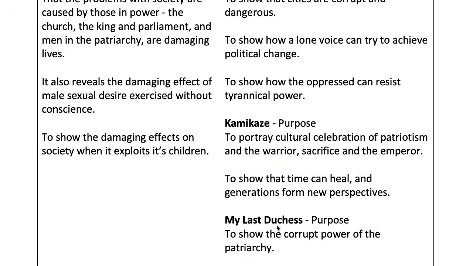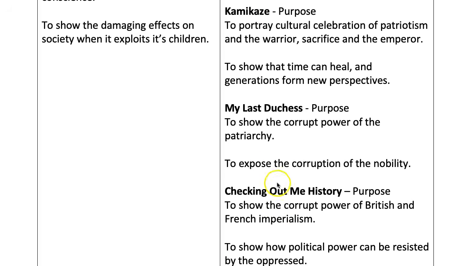Let's now have a look at Kamikaze. So Kamikaze wants to portray a cultural celebration of patriotism and sacrifice for the nobility in the form of the emperor. So I could use Kamikaze as a counter-argument. Kamikaze is like the opposite of the argument that Blake is putting forward in London.